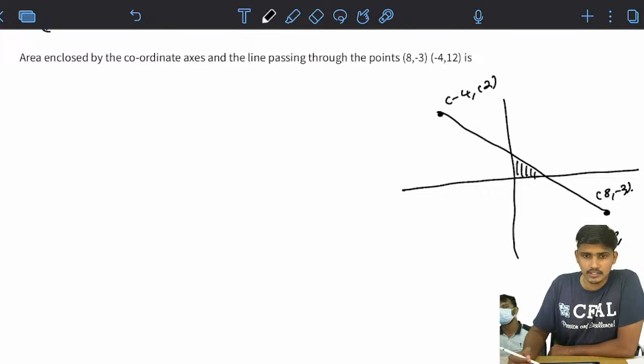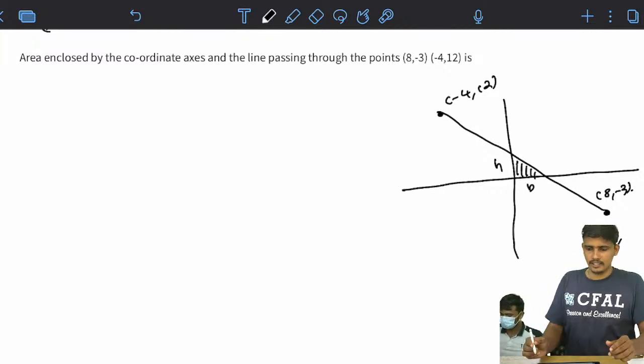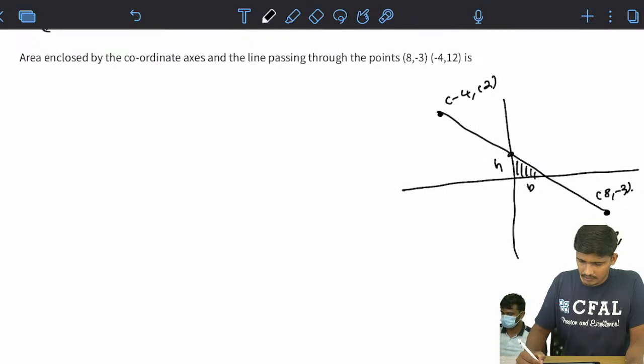If you are able to answer that, so basically if you find this height and this breadth, you can apply the formula half into base into height, right? So just try to find what these 2 points are, what the height is. Those are nothing but just the y-intercept as well as the x-intercept, right? So you can find it easily.